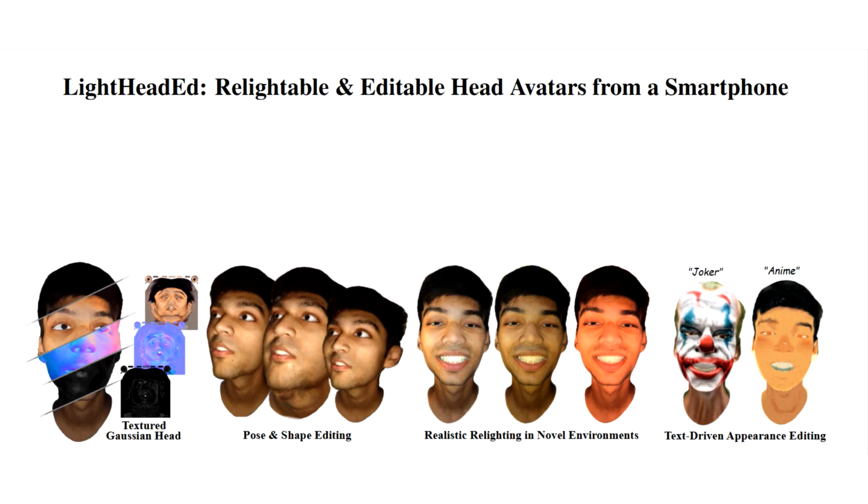We present LightHeadEd, a method to capture relightable and editable Gaussian head avatars using a smartphone equipped with Polaroid filters. Our method creates textured head avatars with decomposed reflectance information in the form of albedo, specular roughness, and high-quality normals to allow for relighting in novel lighting conditions.